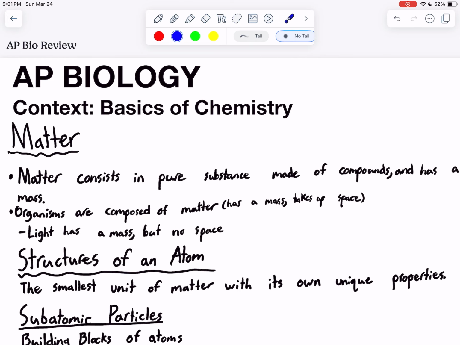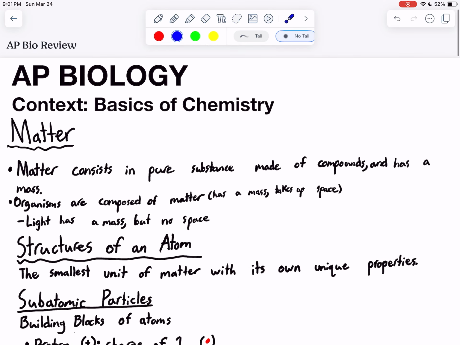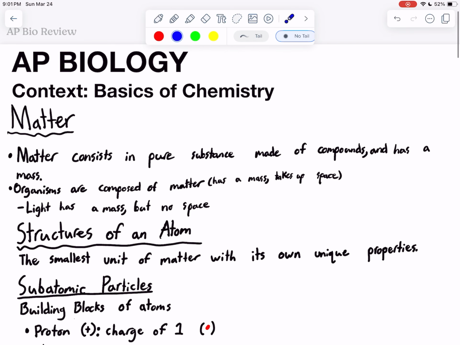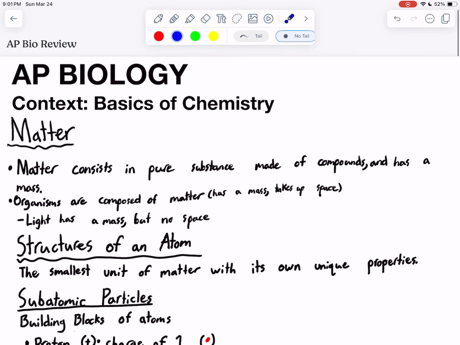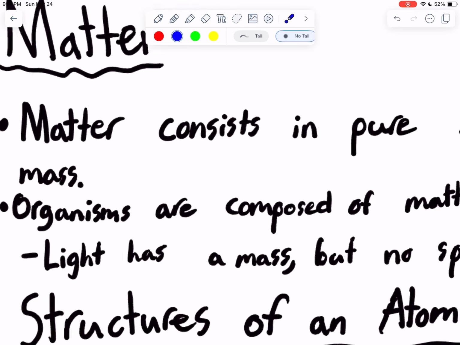Anyways, the first concept in the context for this course, which I've labeled Basics of Chemistry, is essentially just to prep us for the next unit, which is about biochemistry.